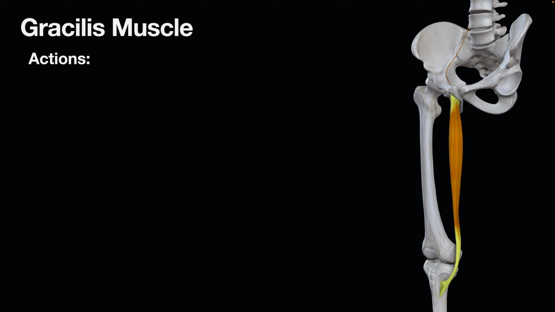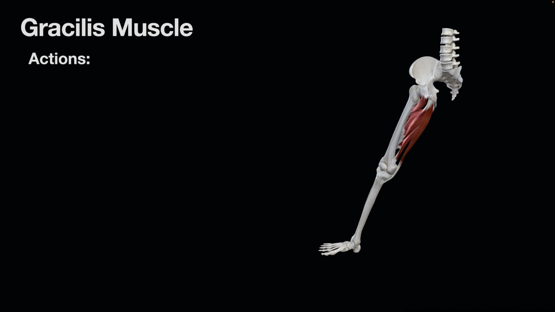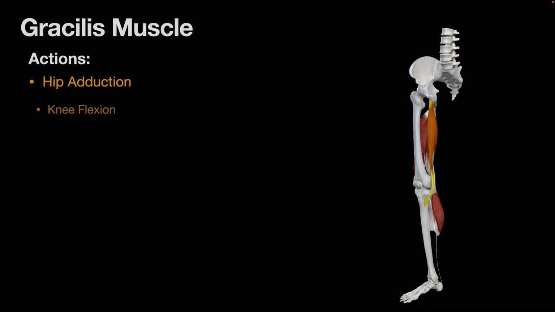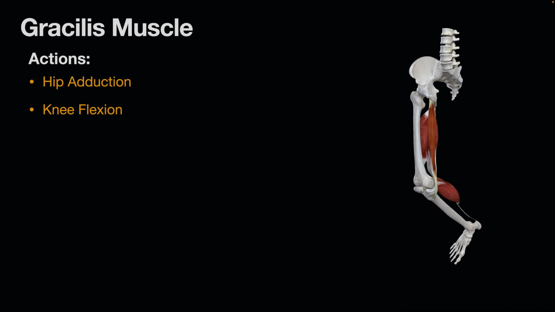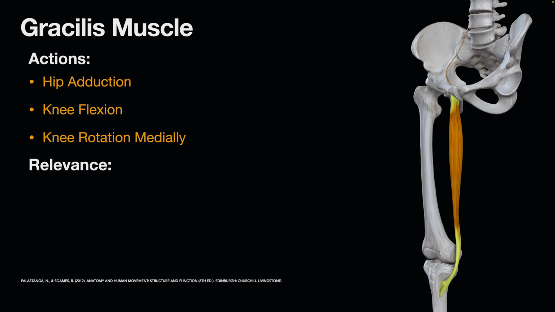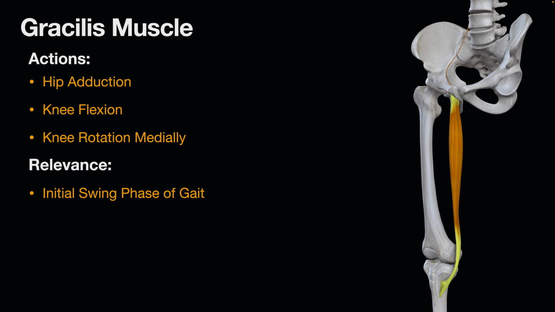The gracilis acts on the hip and knee joints, resulting in several movements, including weak thigh adduction at the hip joint, aiding other more powerful thigh adductors. It is also a strong contributor to flexion of the knee, as well as medial rotation around the knee joint when it is in a semi-flexed position. The most important function of the gracilis is aiding the hamstring muscles in flexion of the knee during the initial swing phase in walking. It also plays a key role in horseback riding.